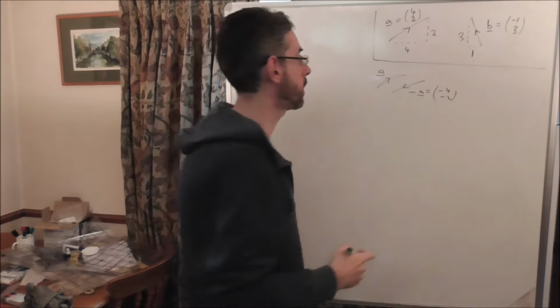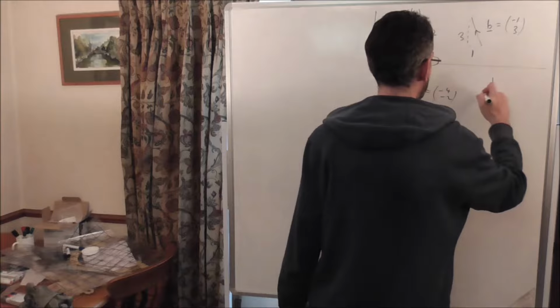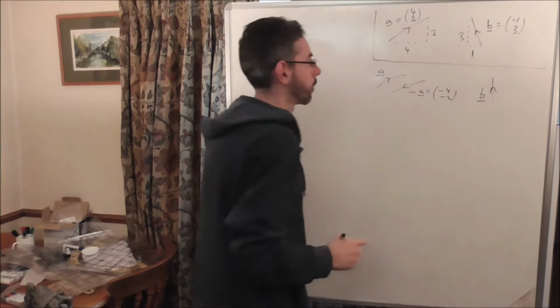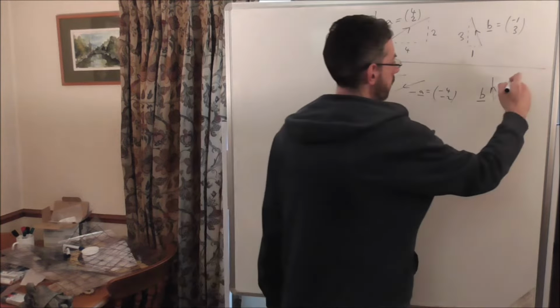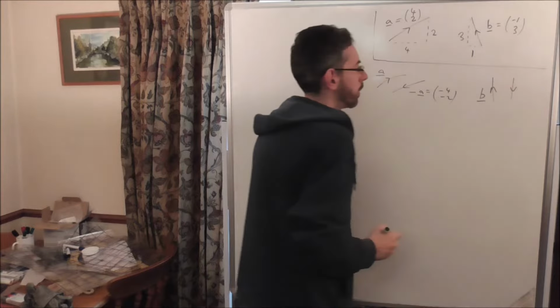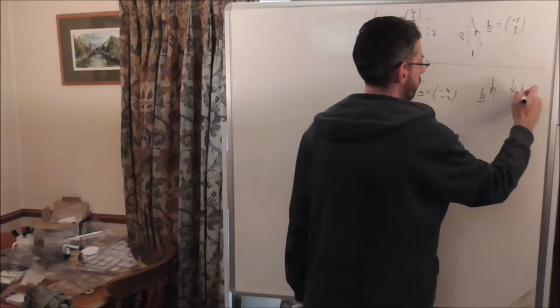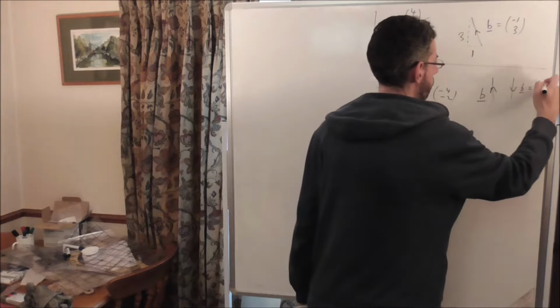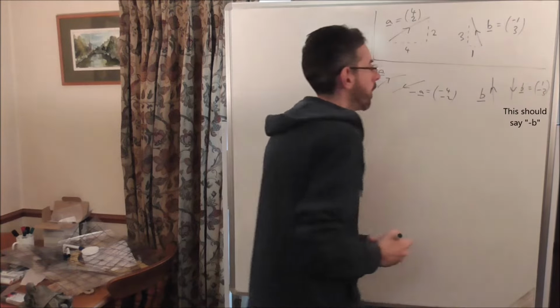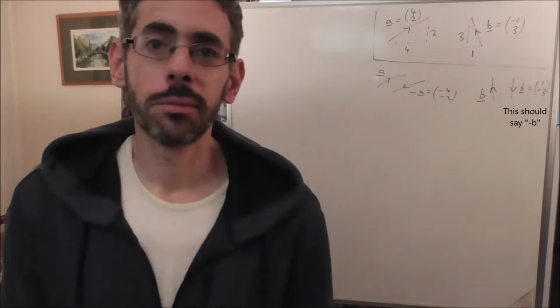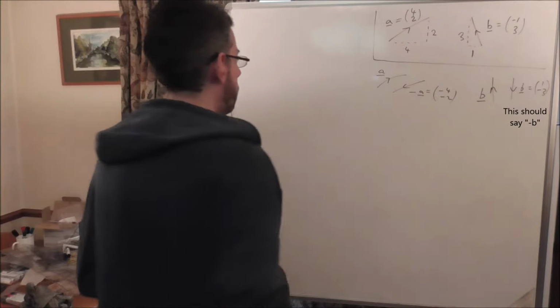We can do the same with B. This is vector B. Left 1 up 3, minus 1, 3. Vector minus B is just the reverse journey. And again, to get it as a column vector, you just change the signs of the numbers. So it's going to be 1, minus 3. That's 1 right, 3 down.